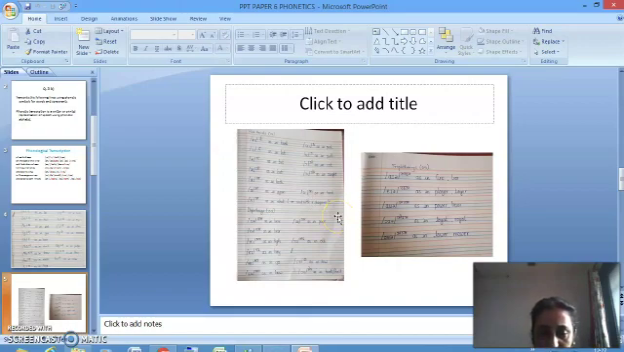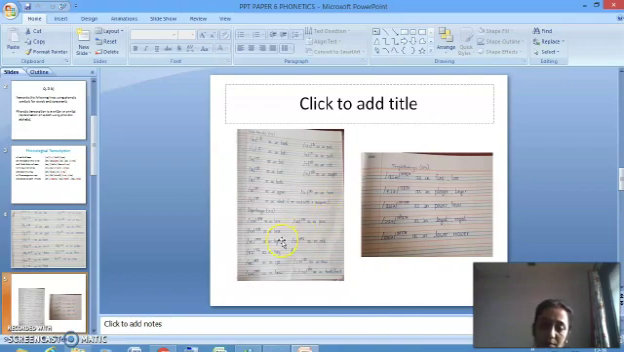So, long E, short E, A, O, long U. These are the pure vowels, or monophthongs, meaning one vowel.